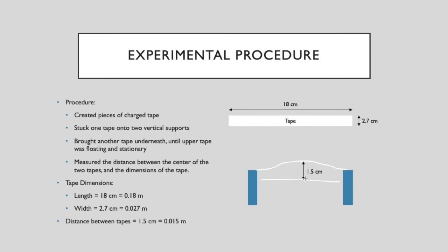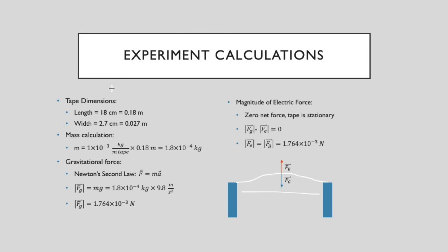Finally, we measured this distance between the two pieces of tape, and we also measured the dimensions of the upper piece of tape. We found that the tape measured 18 centimeters by 2.7 centimeters. And the distance between the two pieces of tape was 1.5 centimeters. With this data, we were able to do certain important calculations.